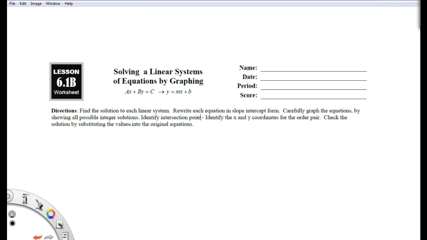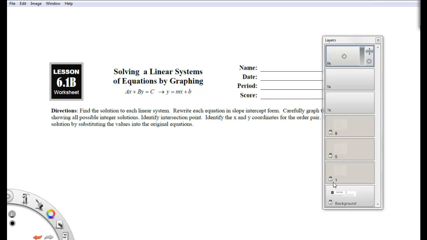So it says find the solution to each linear system, rewrite each equation in slope-intercept form. That's the first step that we always need to do. Carefully graph the equations by showing all possible integer solutions. Identify the intersection point, identify the x and y coordinate for the ordered pair, and then last of all, check the solution by substituting the values into the original equation. So let me bring up my layers here, and we'll go ahead and start with number 1.